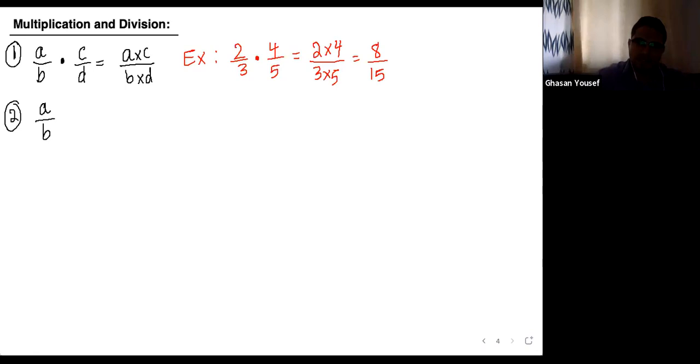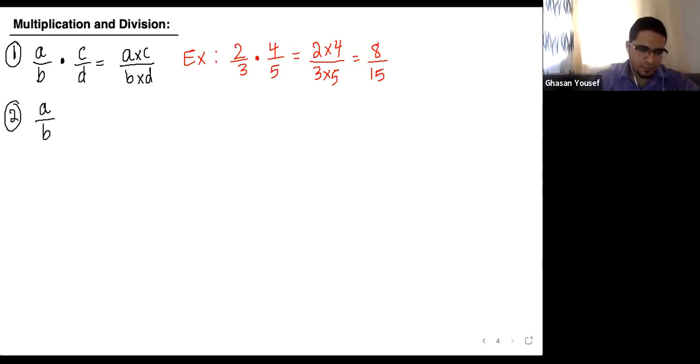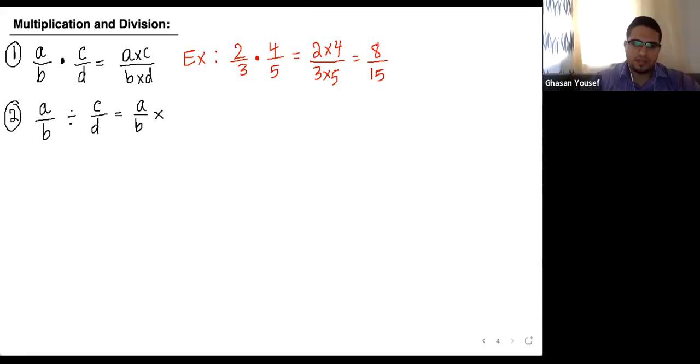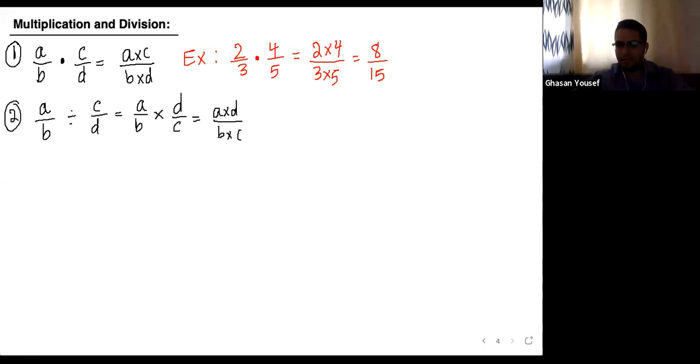For the second property, if I have a division, a over b dividing by the second fraction c over d, this is equal to keeping the same first fraction a over b and just using the reciprocal of the second one. So here we change the division to multiplication, and we take the reciprocal, or flip the second fraction, so it becomes d over c. And the same idea as the first property, we multiply a times d over b times c. Yes, we keep, change, flip.